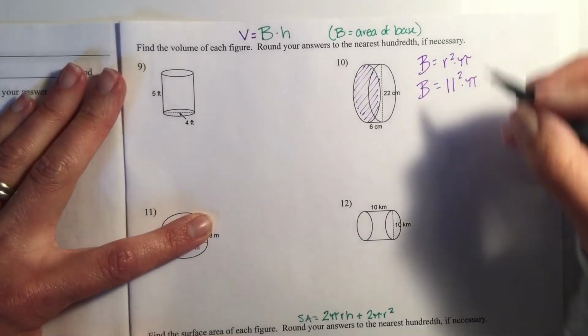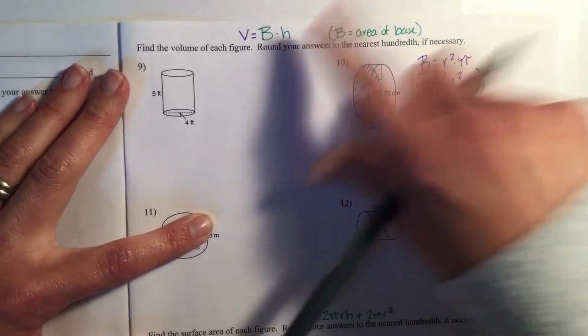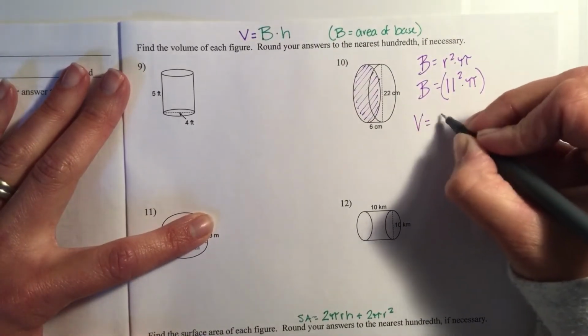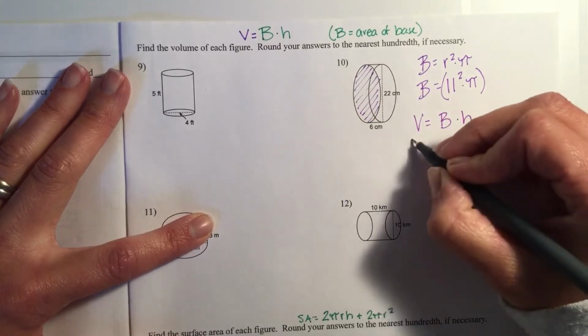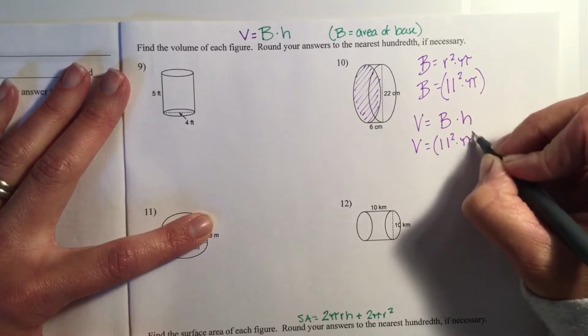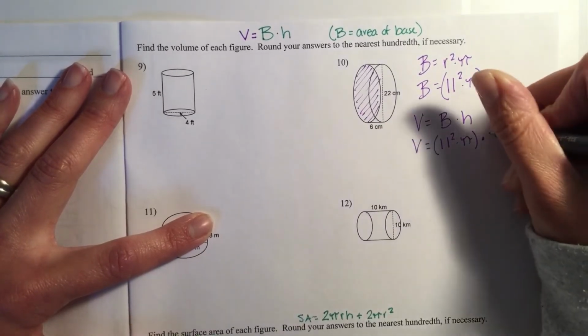And then you're going to take this and times it by the height. So I'm actually going to write this all in one equation. The reason I'm doing this is because I don't want you guys to round till the end of your problem. My height is 6 inches.